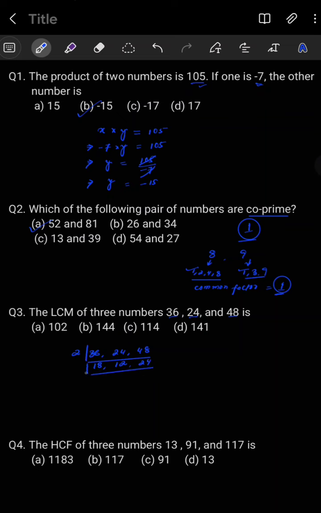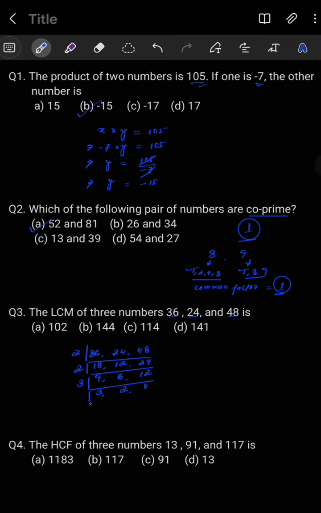ओके, देन फिर से 2 से करने से ये 9 हो जाएगा, ये 6 हो जाएगा और ये 12 हो जाएगा. ओके, देन फिर से इसको फैक्टराइज करने से देखो तीनों नंबर अब 3 से डिवाइड कर सकते हैं. तो इफ़ यू डिवाइड विथ 3 इट विल बिकम 3, it will become 2, then your 12 will become 4.